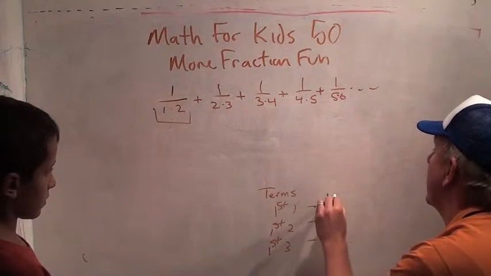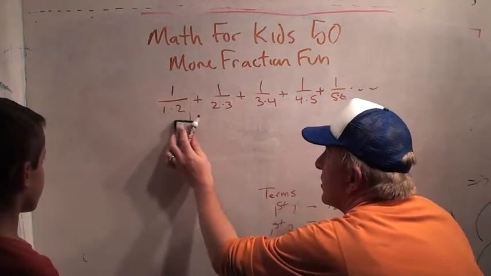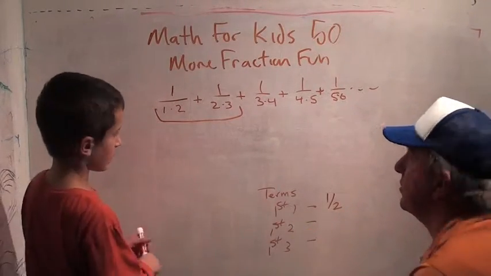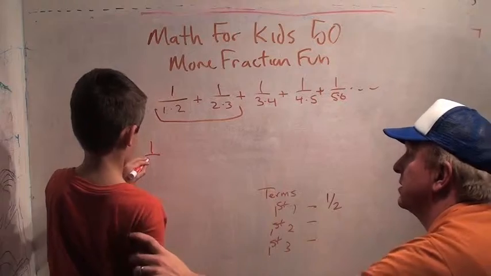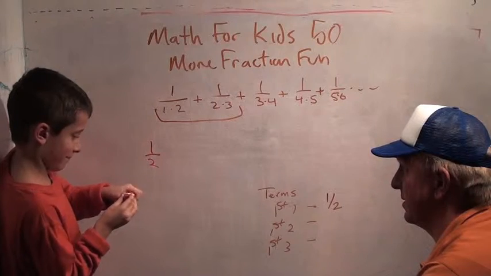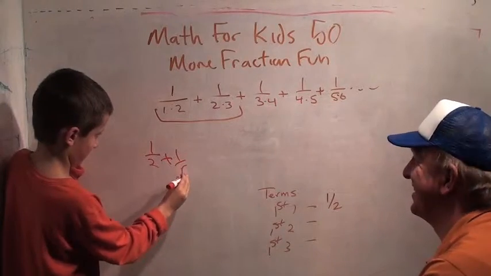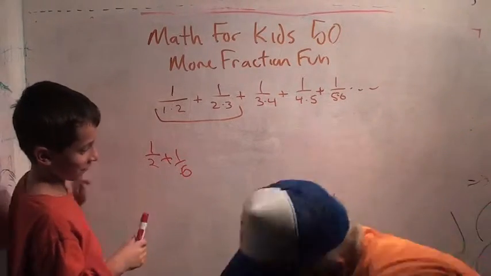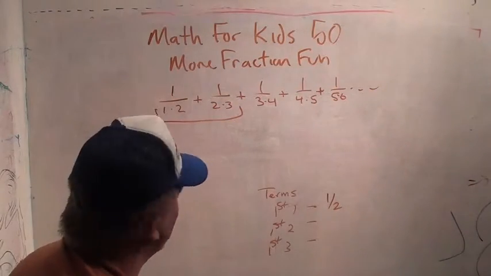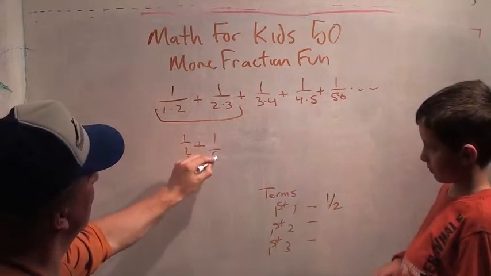Okay. So the first term is 1/2. What if we look at the first 2 terms? 1/2 plus 1 over 2 times 3. That's 1/2 plus 1/6. Okay, what does that equal? Let's switch sides, I'll write it for you real quick. 1/2 plus 1/6.